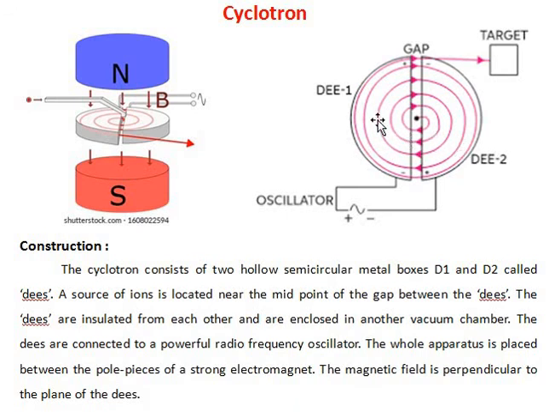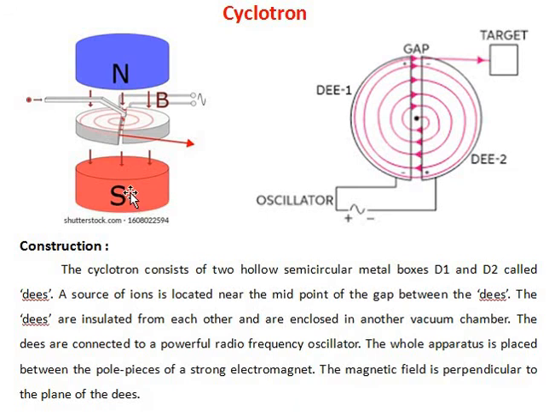Then these two are applied with a strong magnetic field from the electromagnet. These are the two strong magnets which apply the magnetic field to these Ds. You can see the magnetic lines of force moving from north to south, perpendicular to this surface. So what is the purpose of these magnets here?